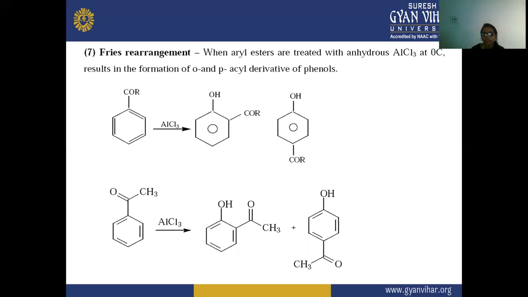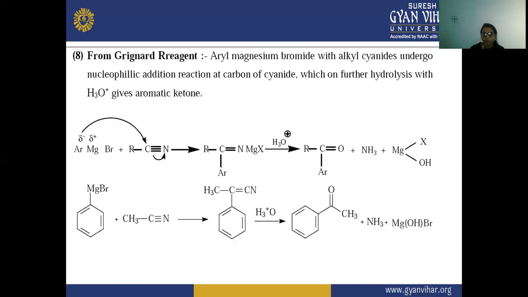Then Fries rearrangement. This is when aryl esters are treated with anhydrous AlCl3 at 0 degrees centigrade, which results in the formation of ortho and para acyl derivatives of phenol. So this is your aryl ester, and when we are treating it with aluminum chloride, there is a formation of these ortho and para acyl derivatives of phenols. Next, this is your ketone, and when we are treating it with AlCl3, there is a formation of this phenolic ketone at the ortho and the para position.